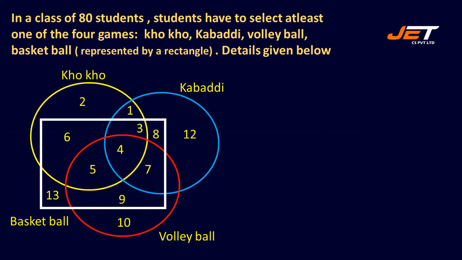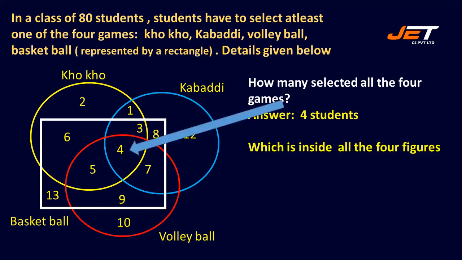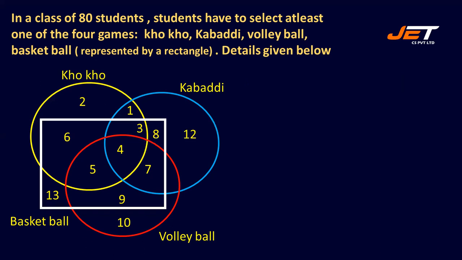In a class of 80 students, students have to choose one of the 4 games. The 4 games are Kho-Kho, Kabaddi, Volleyball, Basketball. Right? So it is being represented by a rectangle. So the details are given below. Your question is, how many selected all the 4 games? So the answer is 4 students. All right. And which is inside all the 4 figures? Yes, it is 4. All right.